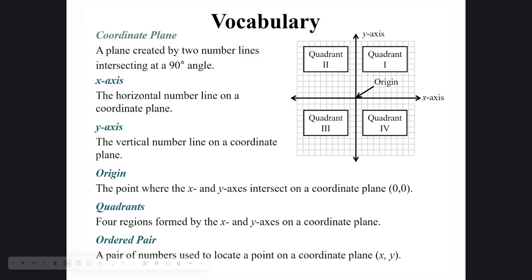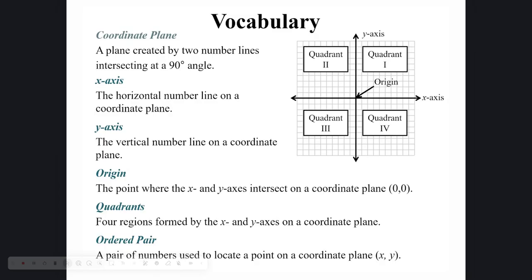The x-axis is the horizontal number line of a coordinate plane. The y-axis is the vertical number line on a coordinate plane. The origin is the point where the x and y axes intersect on a coordinate plane at the point (0, 0). Quadrants are the four regions formed by the x and y axes on a coordinate plane.